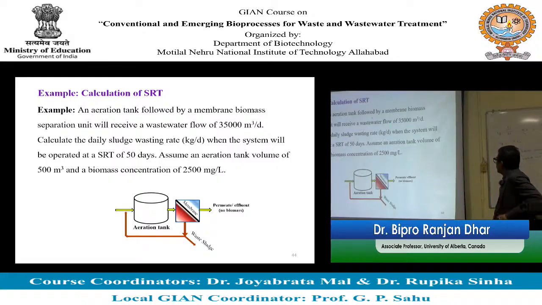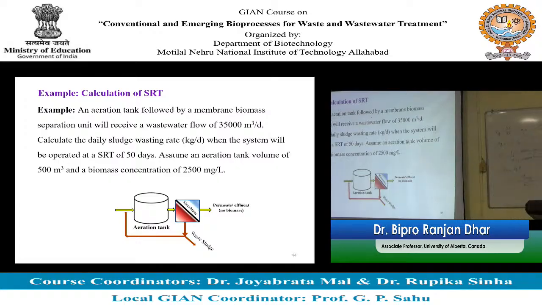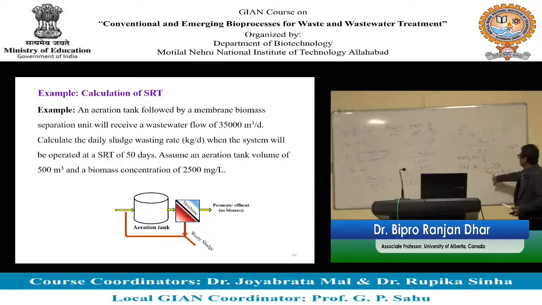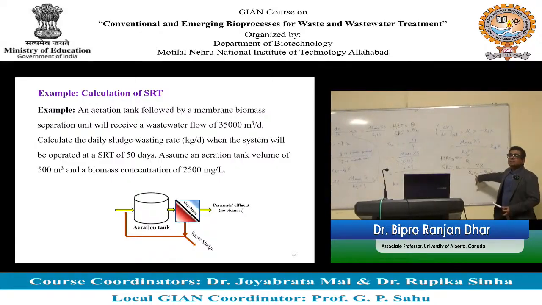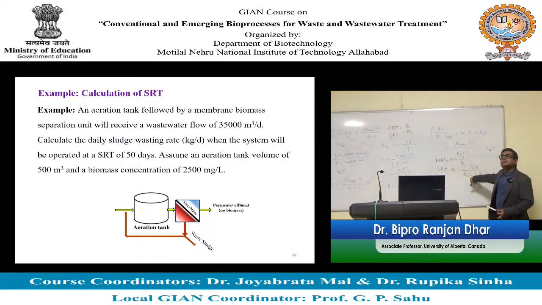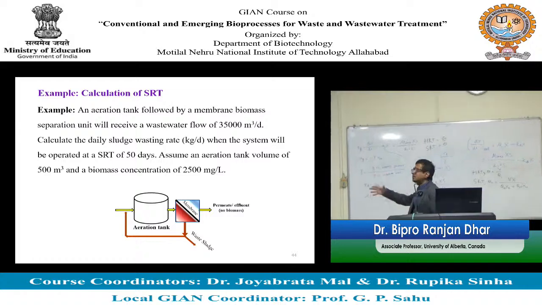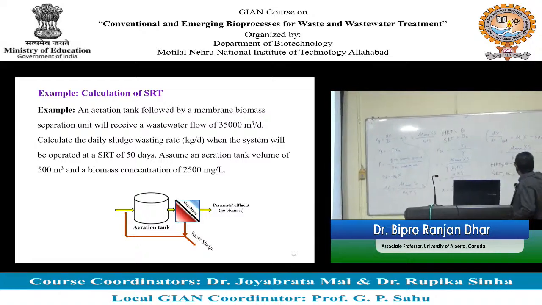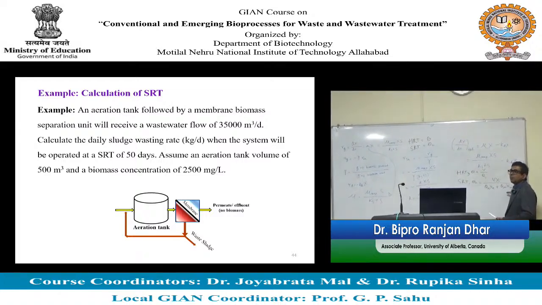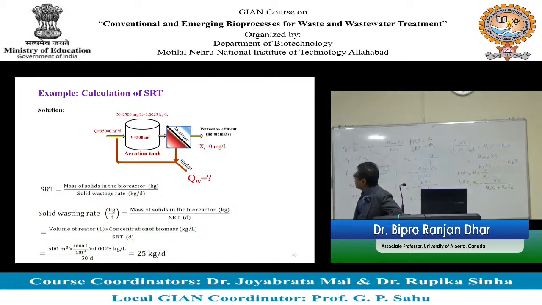So here, if we see this equation, what would be this concentration? 0, right? Because the membrane is going to separate all the biomass. So only the sludge is going to be wasted from one point, and that point is going to be here, right? So now let's see how we can calculate that.